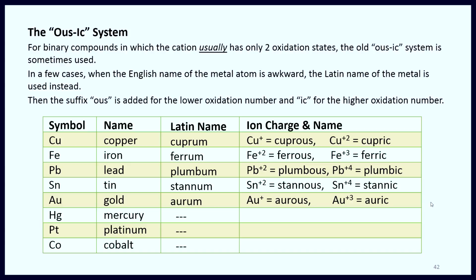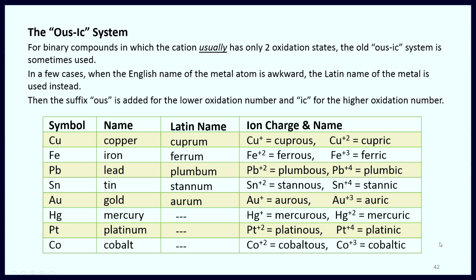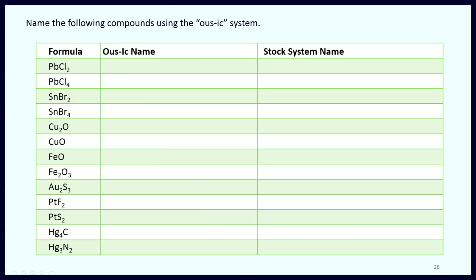Here's a few examples of cations whose English name is just fine. So we have mercury(I) and mercury(II), mercurous and mercuric, respectively. Platinum(II) and platinum(IV), we have platinous and platinic ions. And cobaltous and cobaltic correspond to cobalt(II) and cobalt(III), respectively.